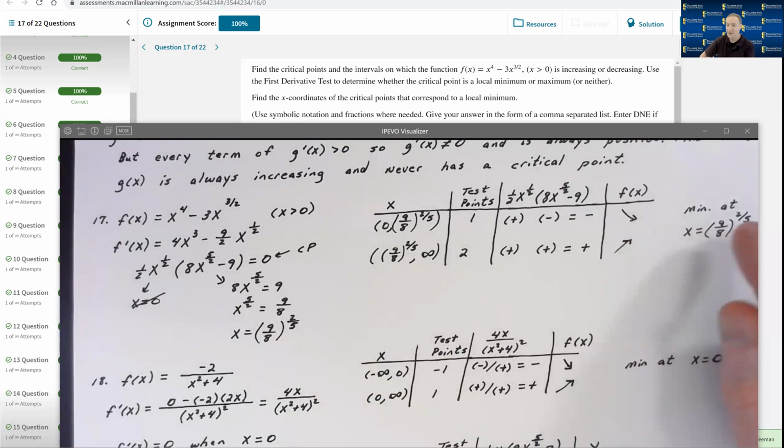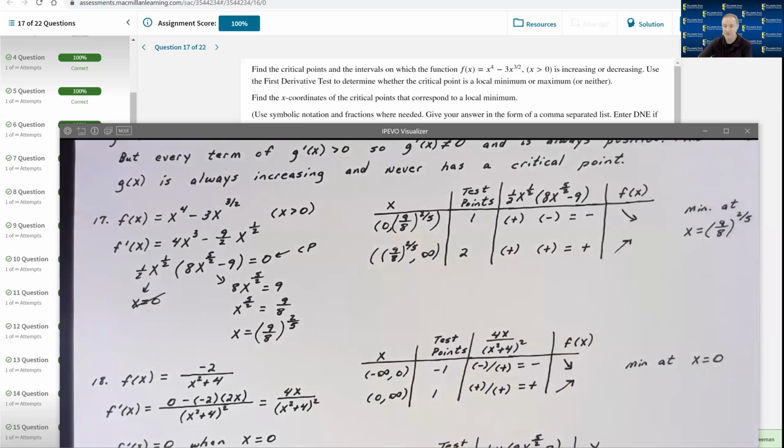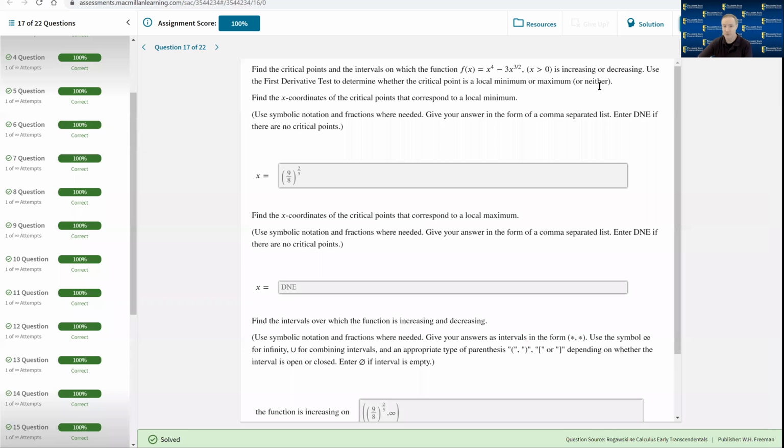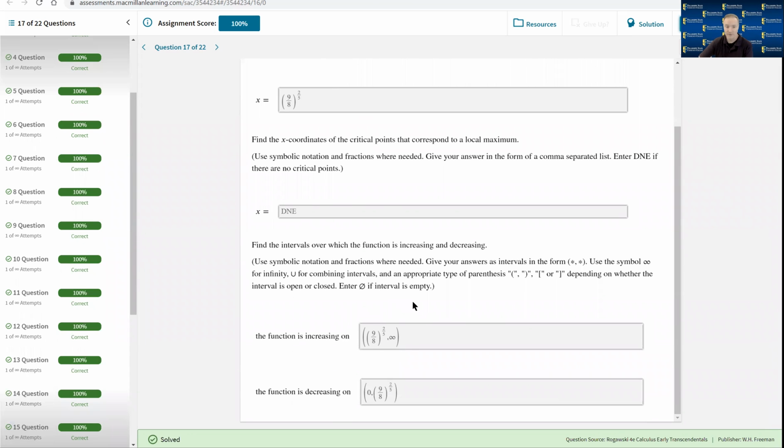So we say we have a minimum at the critical point of 9 over 8 to the 2/5. It's decreasing before that critical point and increasing after. So you see, it's asking for the critical point that corresponds to a minimum. That was my answer. There was no critical point that corresponded to a maximum value. So that was D and E. And then you have to state where the function is increasing and decreasing, and it wants it in that exact notation. So you have to be a little careful in how you enter it in.